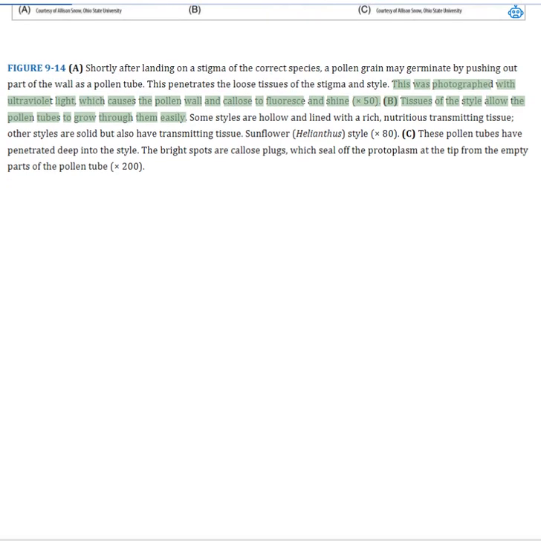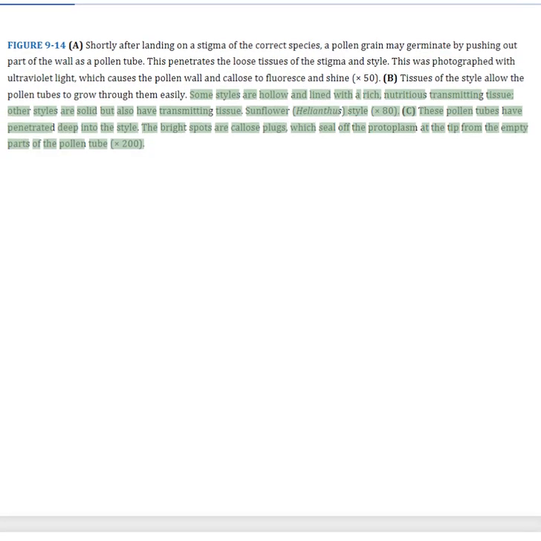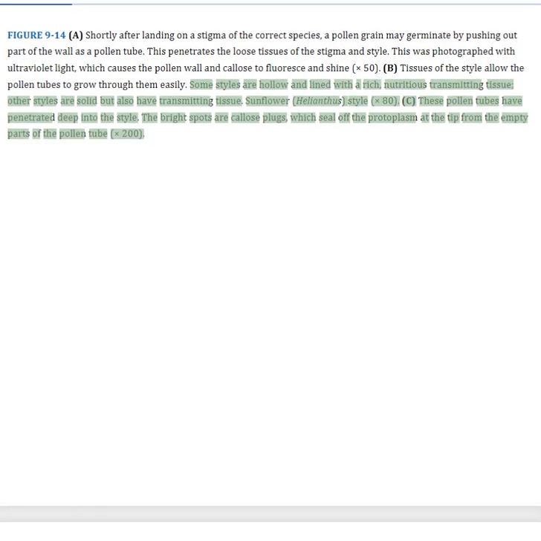This was photographed with ultraviolet light, which causes the pollen wall and callose to fluoresce and shine. Tissues of the style allow the pollen tubes to grow through them easily. Some styles are hollow and lined with a rich, nutritious transmitting tissue, other styles are solid but also have transmitting tissue. Sunflower style. These pollen tubes have penetrated deep into the style. The bright spots are callose plugs, which seal off the protoplasm at the tip from the empty parts of the pollen tube.